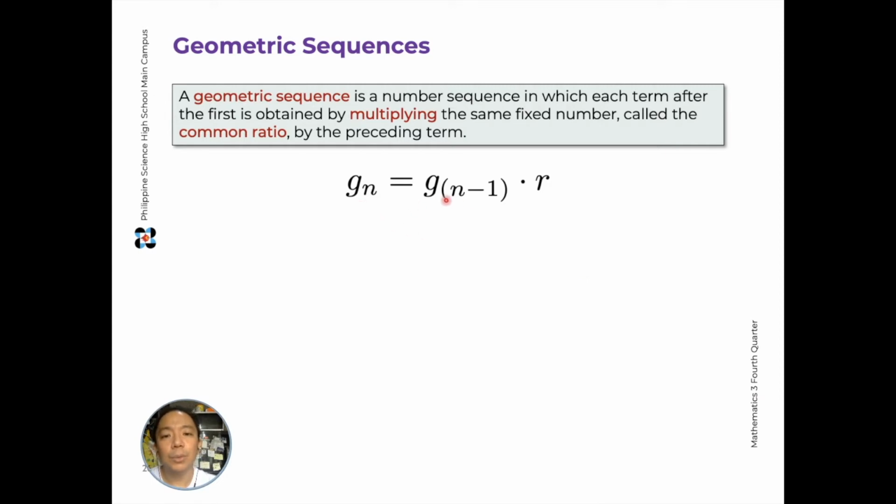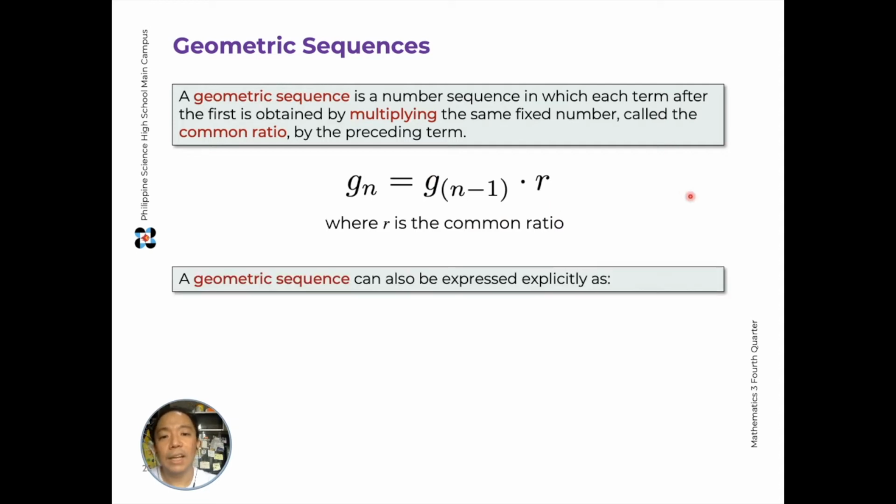The nth term is equal to the previous term times r, which is what we call the common ratio. And we could also express this explicitly as the nth term is equal to the first term times r, n minus 1 times. So to get to the nth term, we are multiplying the common ratio sa first term natin, n minus 1 times. We could expand this similar sa arithmetic sequence na kung alam natin yung mth term, to get to the nth term, we are multiplying by r, n minus m times. And it works also even if yung m ay mas malaki sa n. Kasi magiging n minus m negative, then we'll be dividing r by yung difference nila.